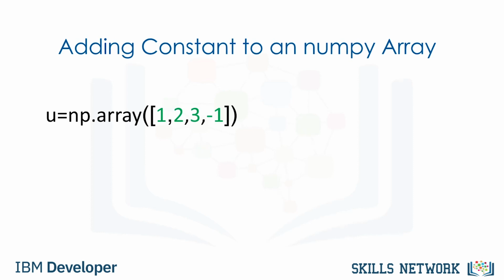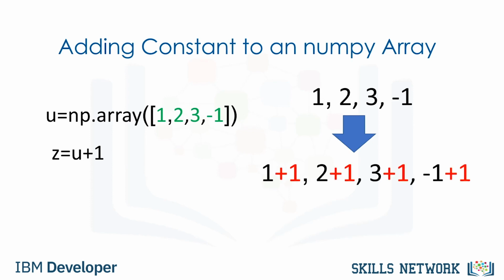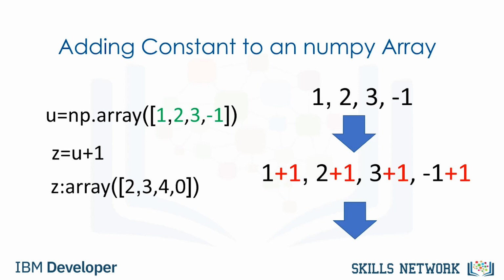Consider the array u. The array contains the following elements. If we add a scalar value to the array, Numpy will add that value to each element. This property is known as broadcasting.